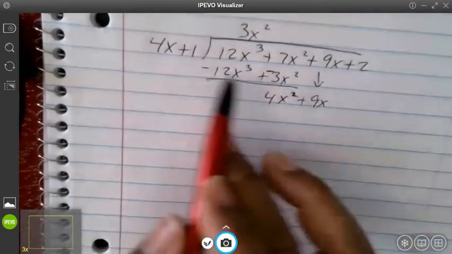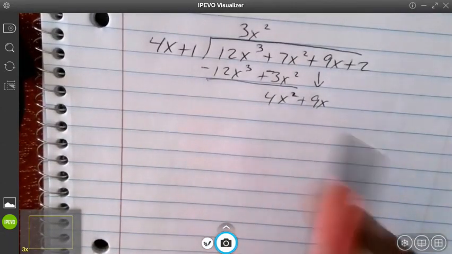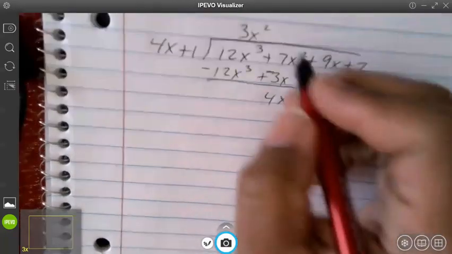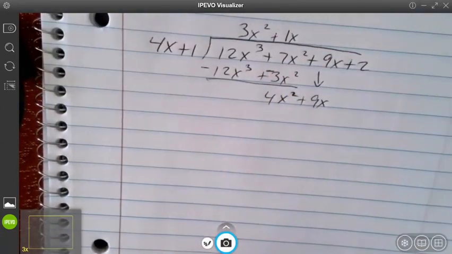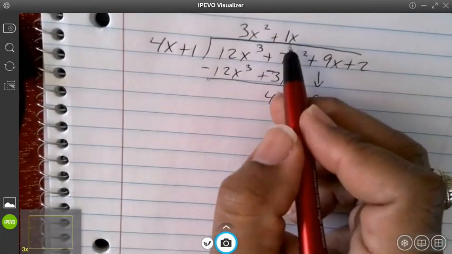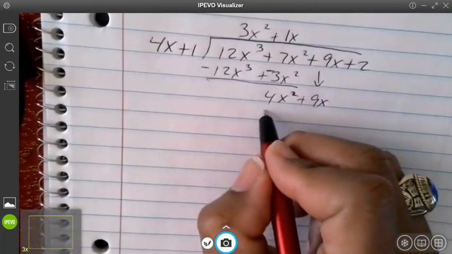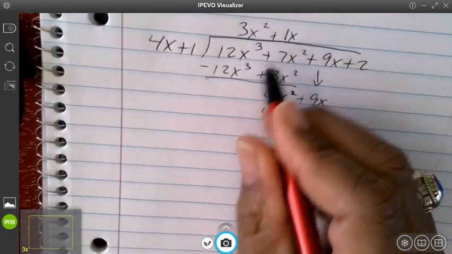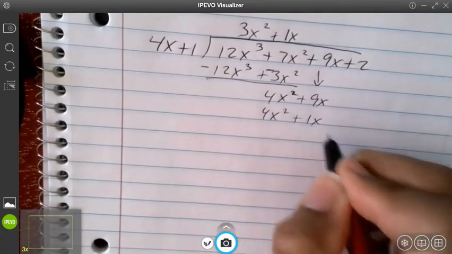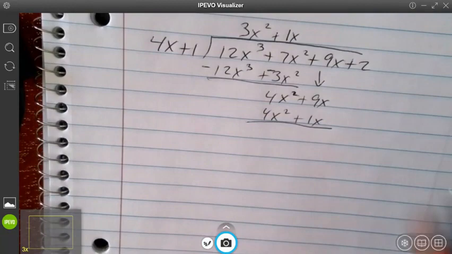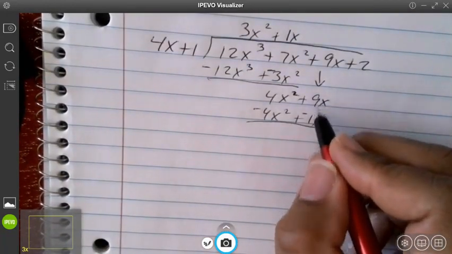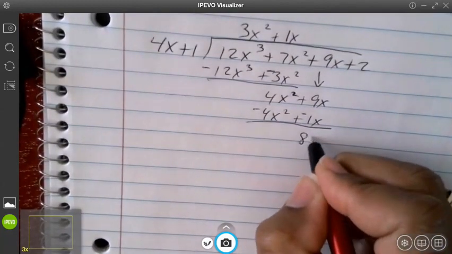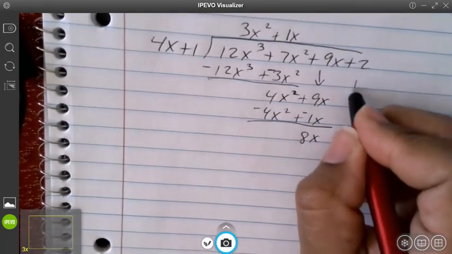Now, what times 4x gives you 4x squared? Be 1x. So now 1x times 4x is 4x squared. 1x times 1 will be 1x. So now when we subtract, that cancels out. 9 take away 1 will be 8x. Then bring down the next term.